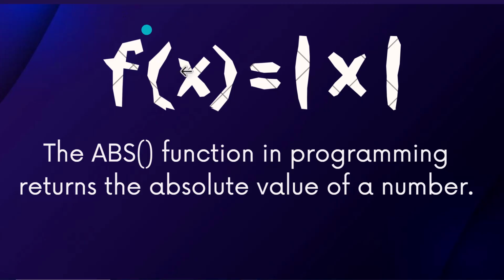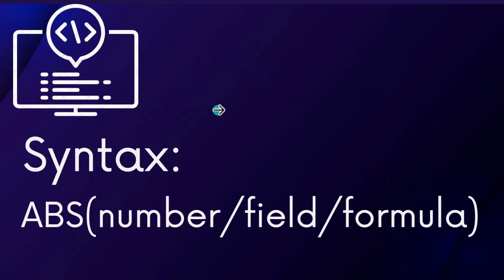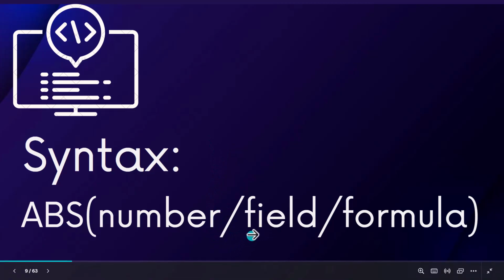Let's proceed and discuss the syntax of the ABS function. Here you can see the syntax of ABS on your screen. Here we pass the number, field, or formula as a parameter in value, from which we want to determine the absolute value. The value specified in the parameter can be a numeric constant or a formula.